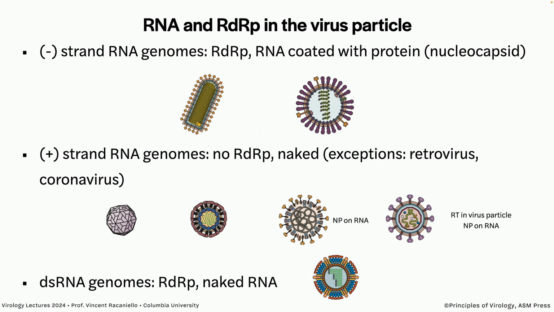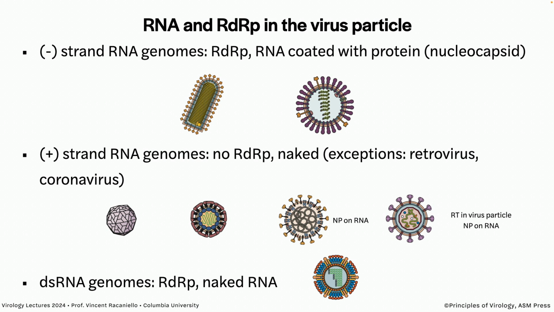All right, so here's a summary of this idea about whether or not you need the polymerase in the particle. For viruses with negative-strand RNA genomes, the polymerase is in the particle because the negative strand on its own, when it goes into a cell, the cell cannot do anything. It cannot be translated. It's the negative strand. It's the wrong polarity, right? So the polymerase is in the particle. Here's VSV and influenza virus. The polymerases are actually complexed to the RNA.